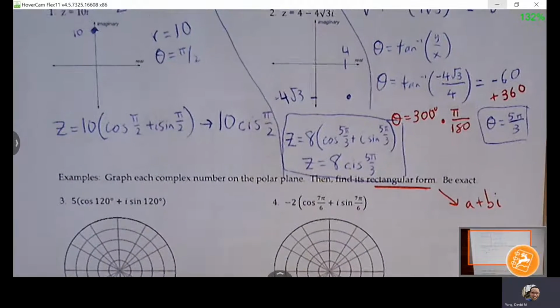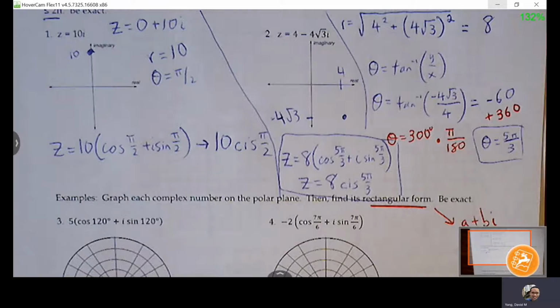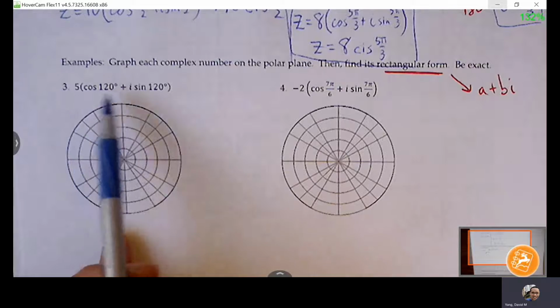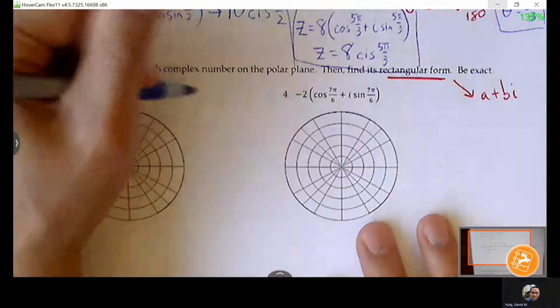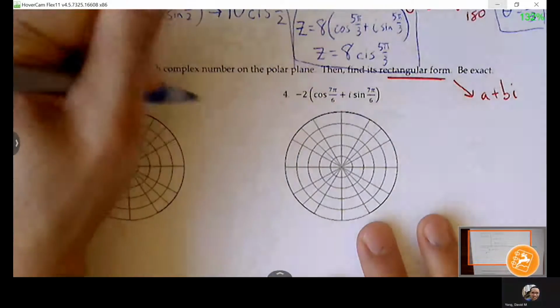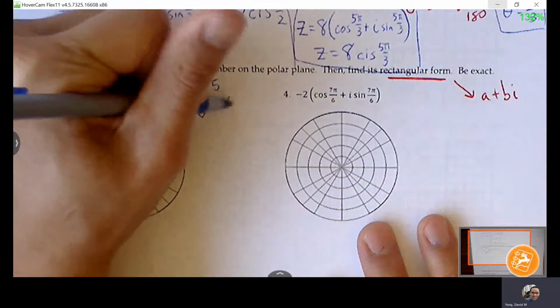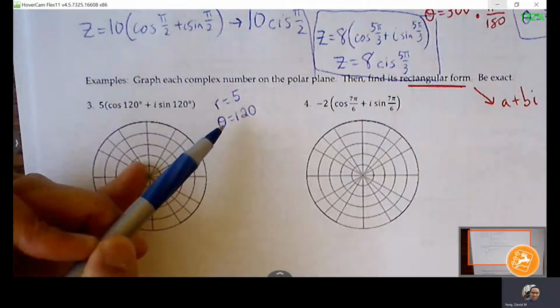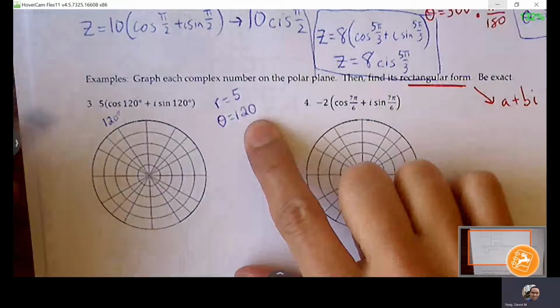Okay. Anybody still need to look at number 1 or 2? Okay, everybody okay? Okay, so number 3. This is written in polar form. Let's identify the parts that we need. We're also going to graph the point as well. What's the 5 referring to? That's the r. And then 120 is the theta. Okay, let's plot the point first. So we're at 120, that's in the second quadrant. 5 units towards 120.